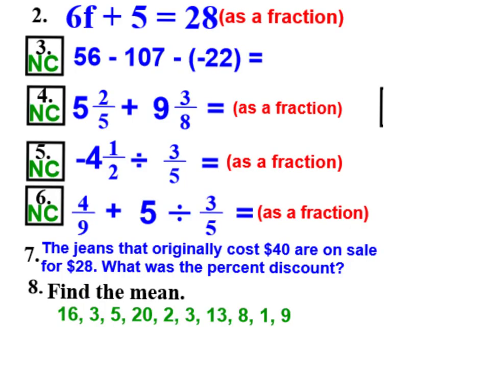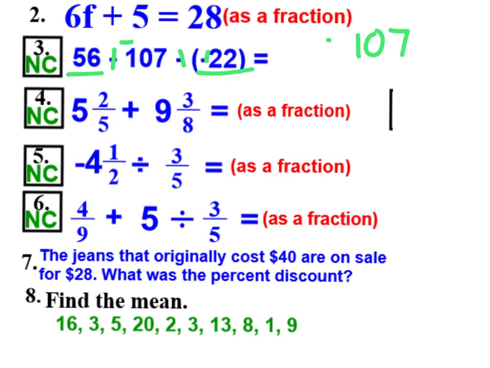Number 3 is a straightforward integer problem. Leave change opposite on minus, because we don't do minus. Leave change opposite. I would get my teams together, so I have a 22 and a 56 that are on team positive. That makes 78. So I have 107 on team negative that go to fight the 78 positives. And so now we are going to find the answer by subtracting and using the sign of the larger. So our answer is negative 29.